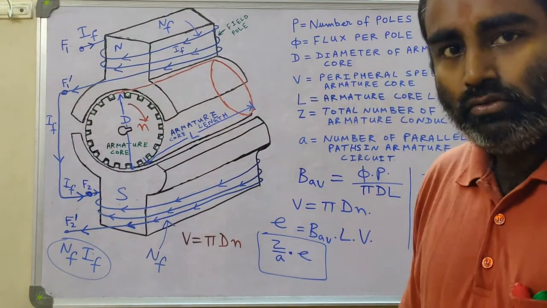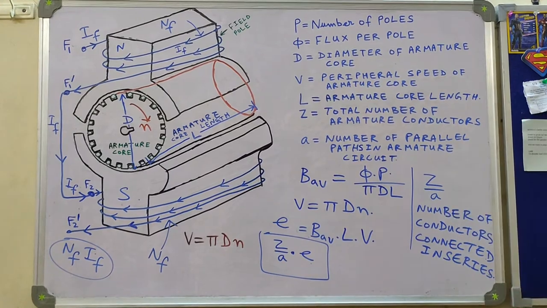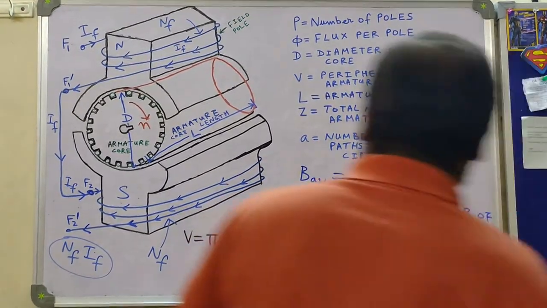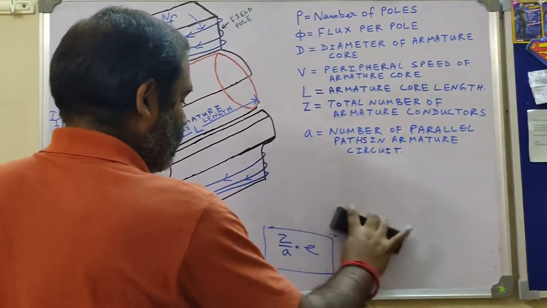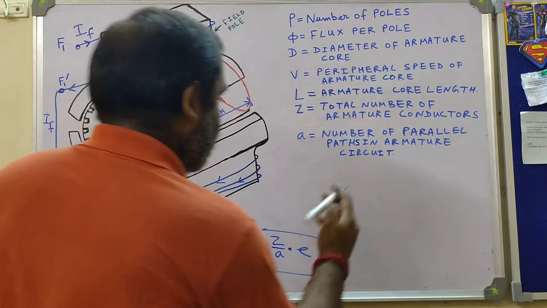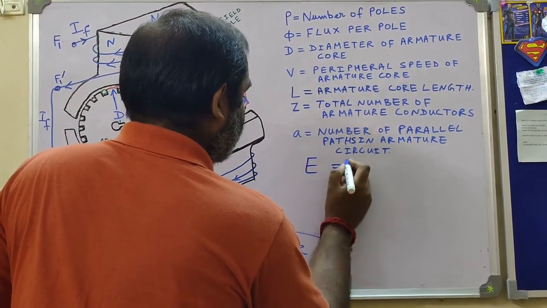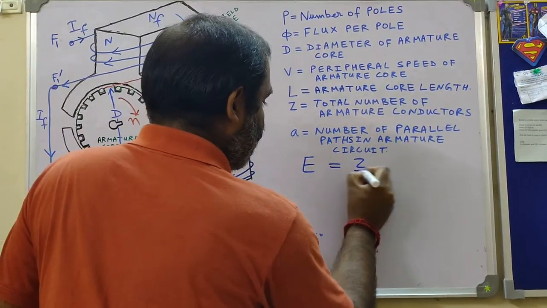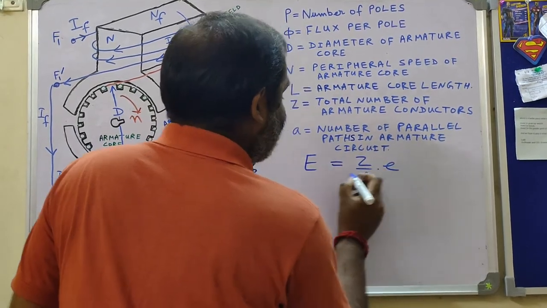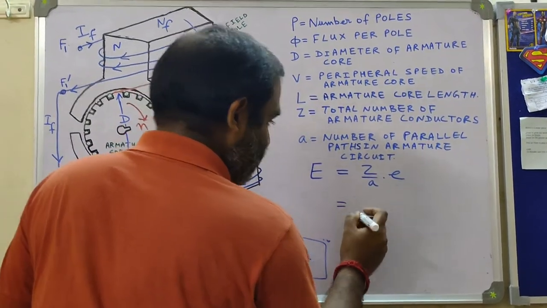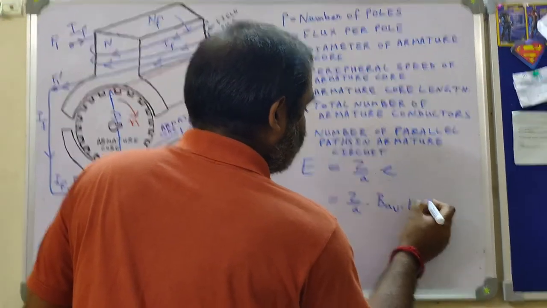Now, let us substitute the value so as to arrive at some standard expression with which we are already familiar. Let us derive that. In order to do that, I will make use of the earlier expression which I have derived. What is the EMF induced in the armature? E equals Z by A multiplied by E, where E is the EMF induced in one armature conductor and Z by A armature conductors are connected in series. So, Z by A, what was the expression for E? It was B average into L into V.